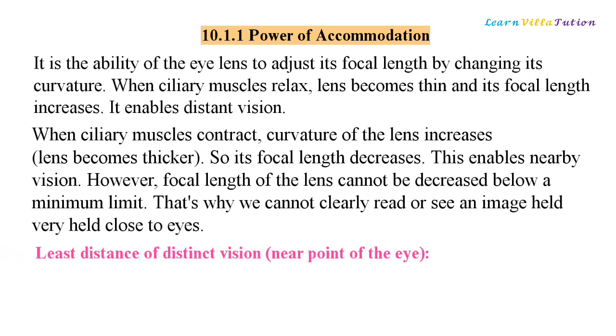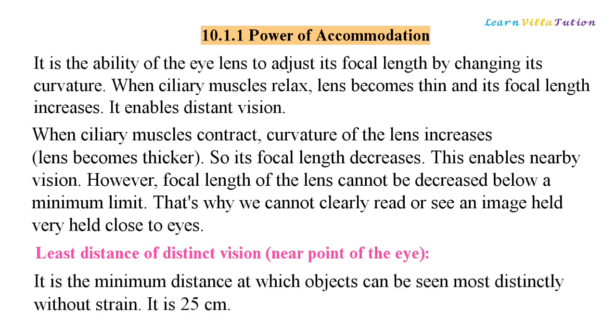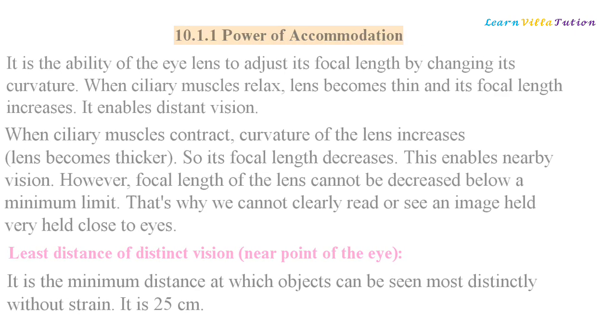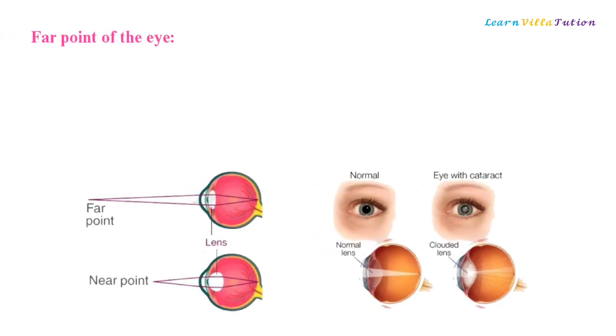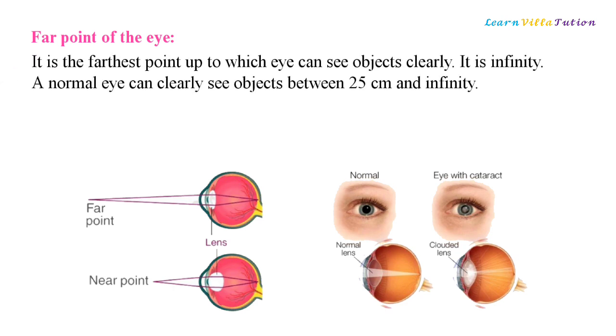Least distance of distinct vision, or near point of the eye. It is the minimum distance at which objects can be seen most distinctly without strain. It is 25 cm. Far point of the eye. It is the farthest point up to which the eye can see objects clearly. It is infinity. A normal eye can clearly see objects between 25 cm and infinity.